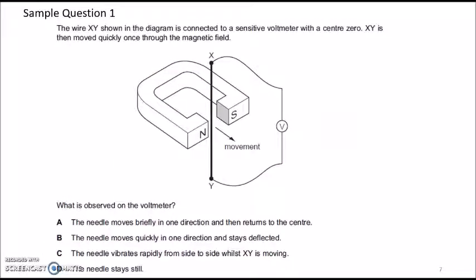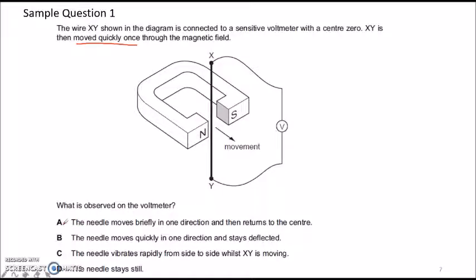Let us look at sample question 1. The wire XY shown in the diagram is connected to a sensitive voltmeter with a center zero. Sometimes they will connect here, like we discussed earlier, either a sensitive voltmeter, galvanometer or ammeter. XY is then moved quickly once through the magnetic field. So, move quickly once. What is observed on the voltmeter?